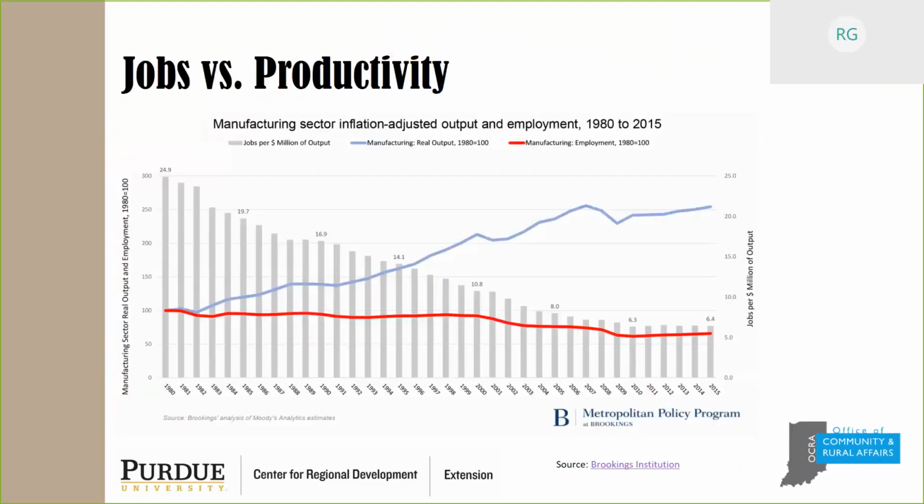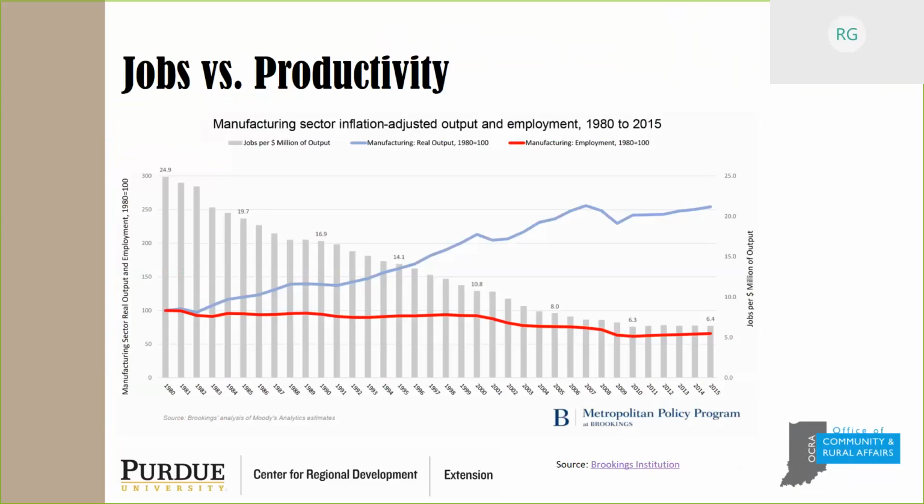Another implication for economic development, specifically for rural communities that I've been working with over the past 15 years, is its impact in manufacturing. This graph shows the manufacturing productivity is the blue line, from 1980 to 2015. The red line shows manufacturing employment. You can see how it has plateaued or even decreased a little bit. And then the gray bar in the background is the number of jobs needed to generate a $1 million output. In 1980, it was 25 workers. In 2015, it was 6.5 workers.